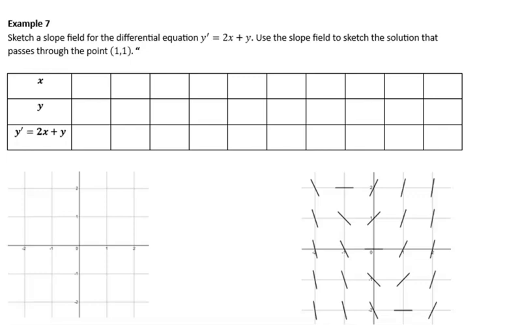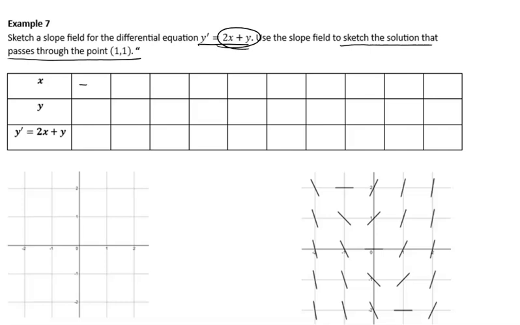In this example, we start off with a differential equation, and we want to sketch a slope field for this differential equation. And then once we have that slope field, we want to use it to approximate a sketch of the solution that passes through the point 1, 1. So I have a table set up for us, and in this table, we are going to plug in some x and y values so that we can get the value of the derivative from the differential equation. We'll use the differential equation to get the value of the derivative at those points.